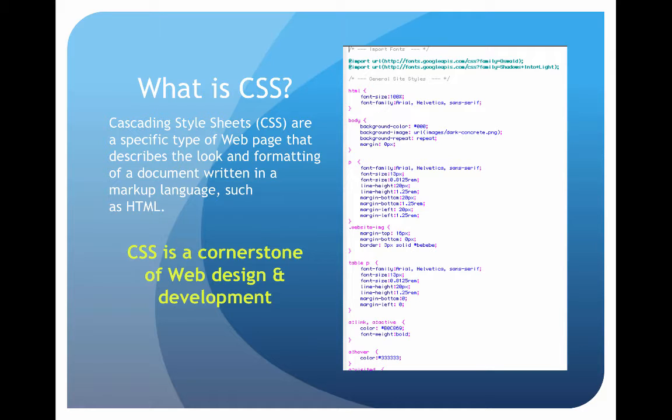But what it is overall is, cascading style sheets, or CSS as it's commonly known, are a specific type of web page, a coded page, that describes the look and formatting of a document written in a markup language such as HTML. So what this does is CSS actually works to affect the layout and presentation of an HTML document, and it is an absolute cornerstone of the web design and development process.